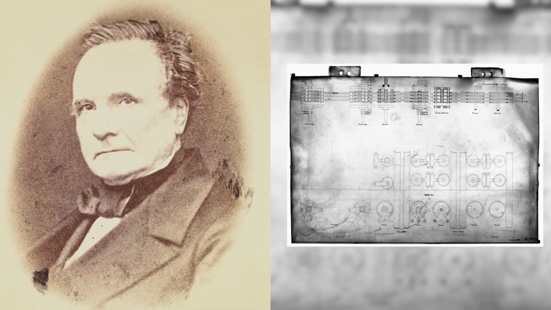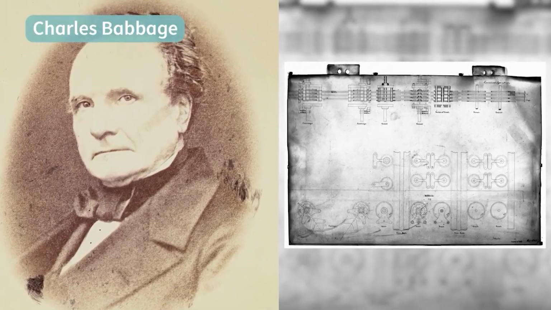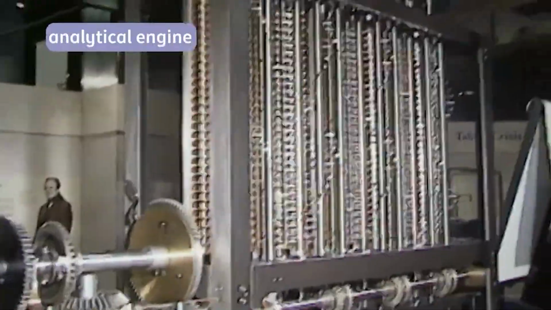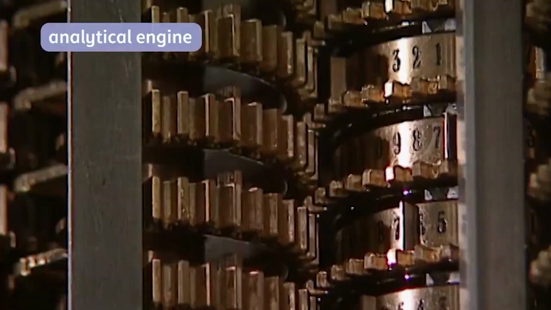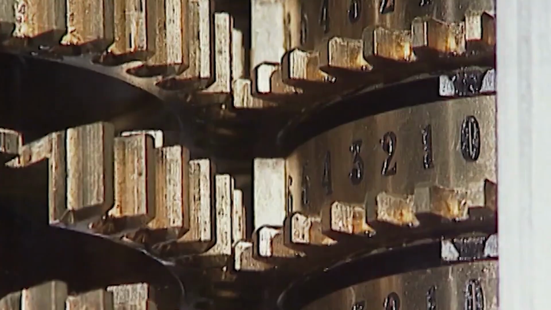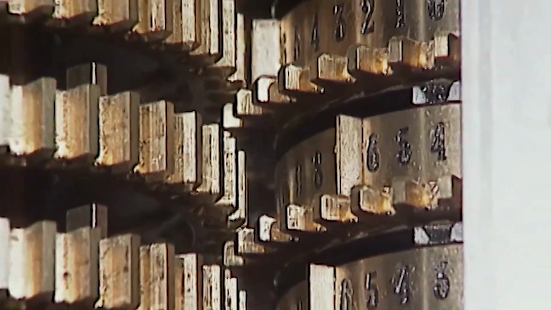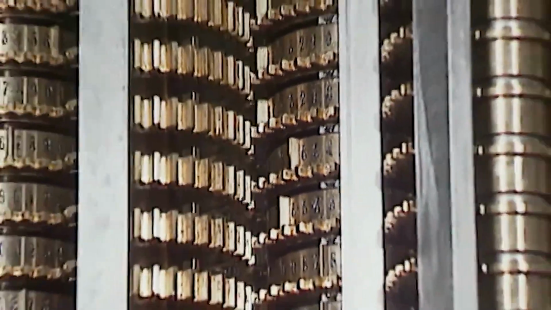In 1837, Charles Babbage, a British scientist, invented this machine, the analytical engine. It could do very difficult calculations. Was it the first computer? A lot of people think so.